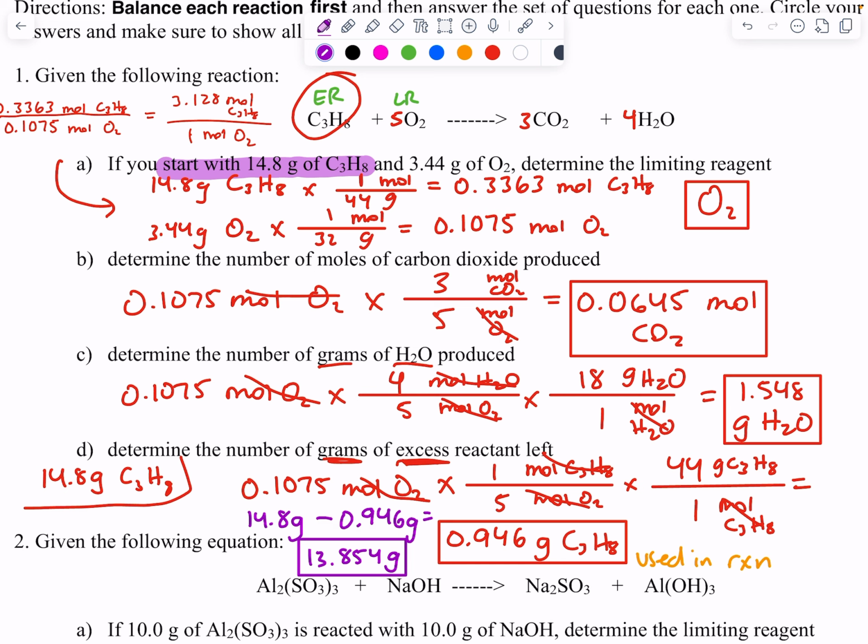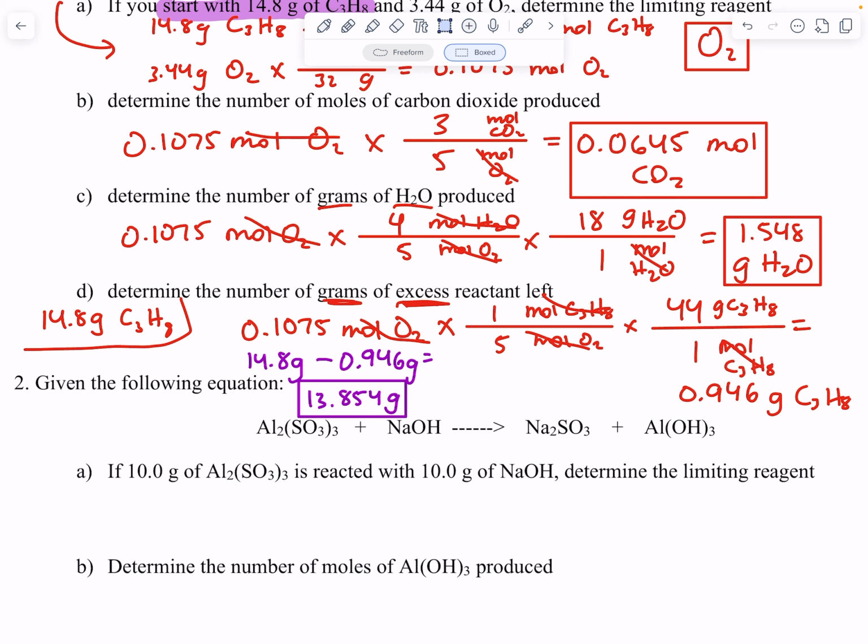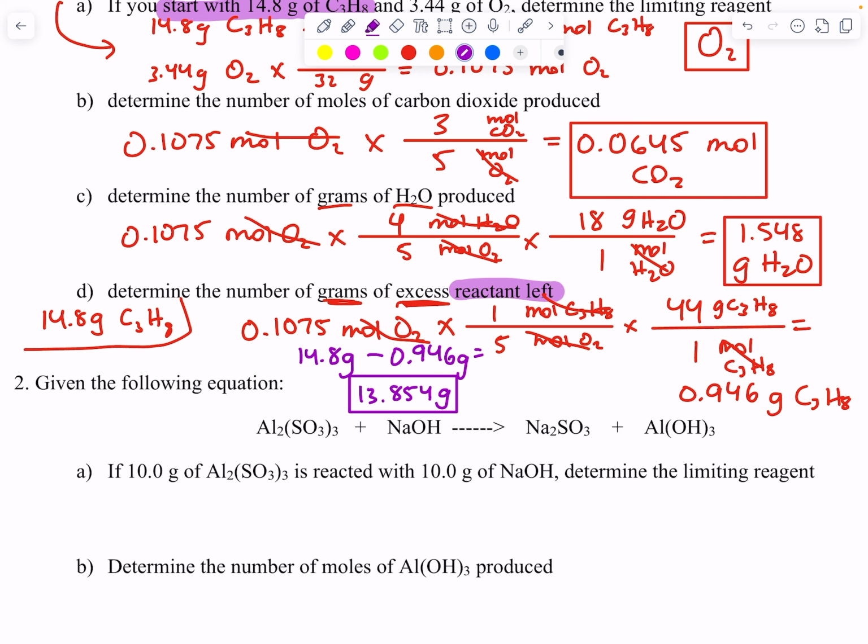Okay, so really this is not the correct answer. That's not the answer. This is just telling me how much I used in order for me to find out how much I have left. Okay, because the question's asking me how much I have left, not how much I used. Okay, again, left. How much excess reactant is left? Therefore, the final answer is 13.854 grams.